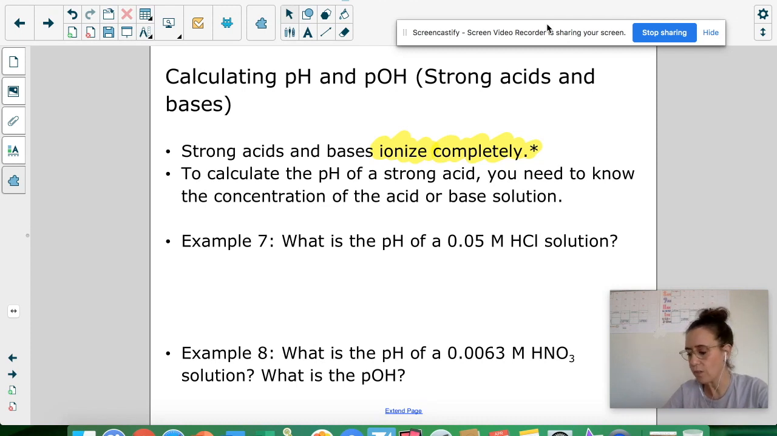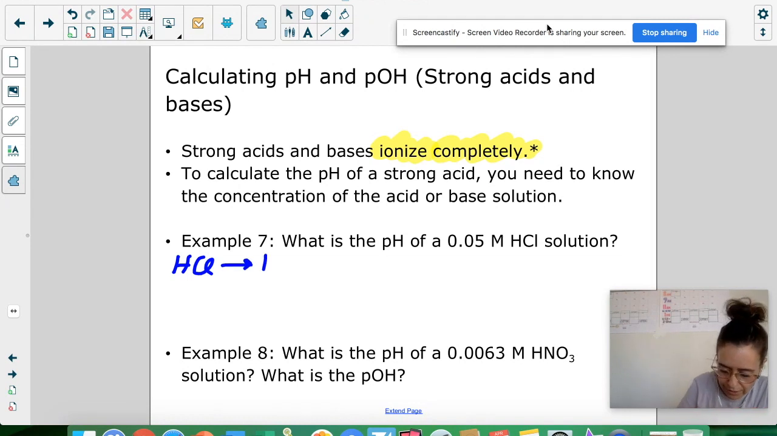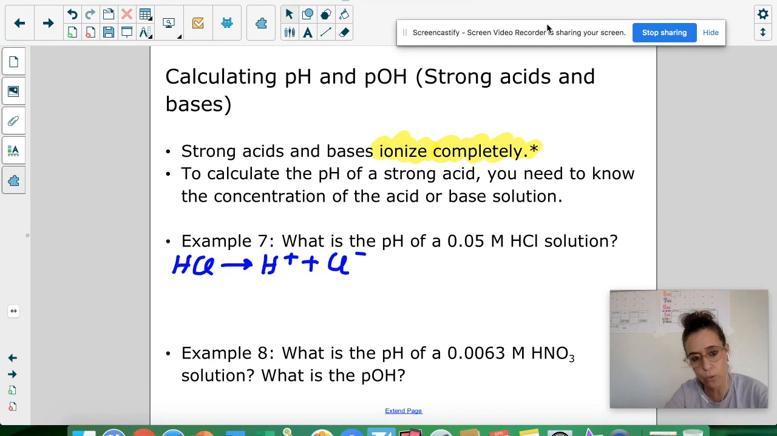Example 7, I'm gonna give you an example. What is the pH of a 0.05 molar hydrochloric acid solution? So hydrochloric acid, we've seen that before, is HCl. It's a strong acid. It's on the list of the strong acids that I gave you before. When it dissolves in water, it breaks into H plus and Cl minus, okay? That is how we break it. And we actually show the dissociation because sometimes we need to balance. Okay, so it breaks into H plus and Cl minus.